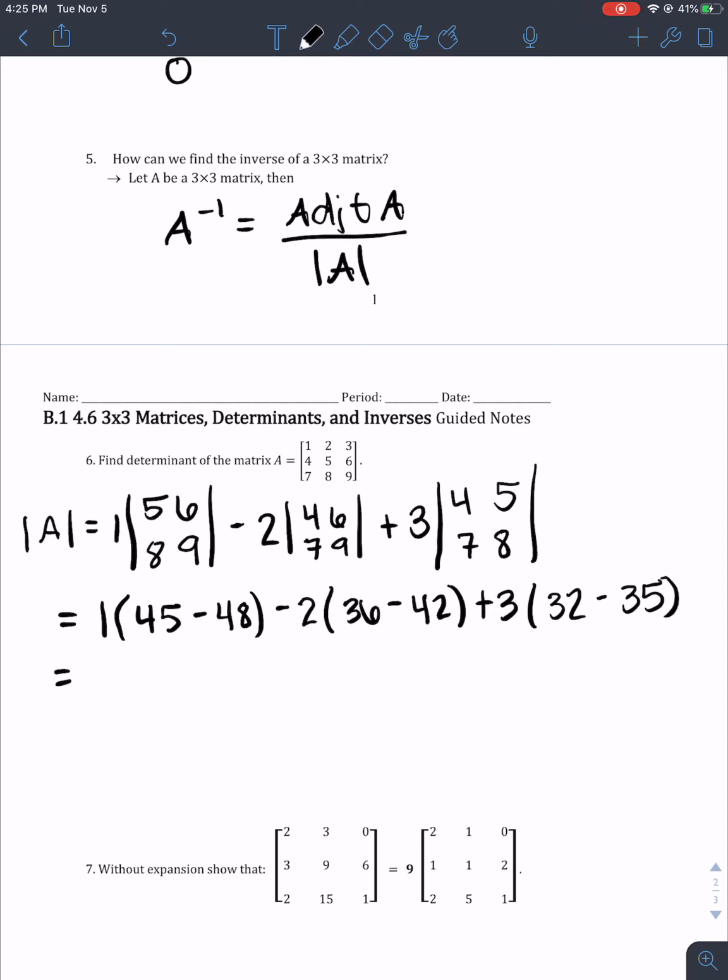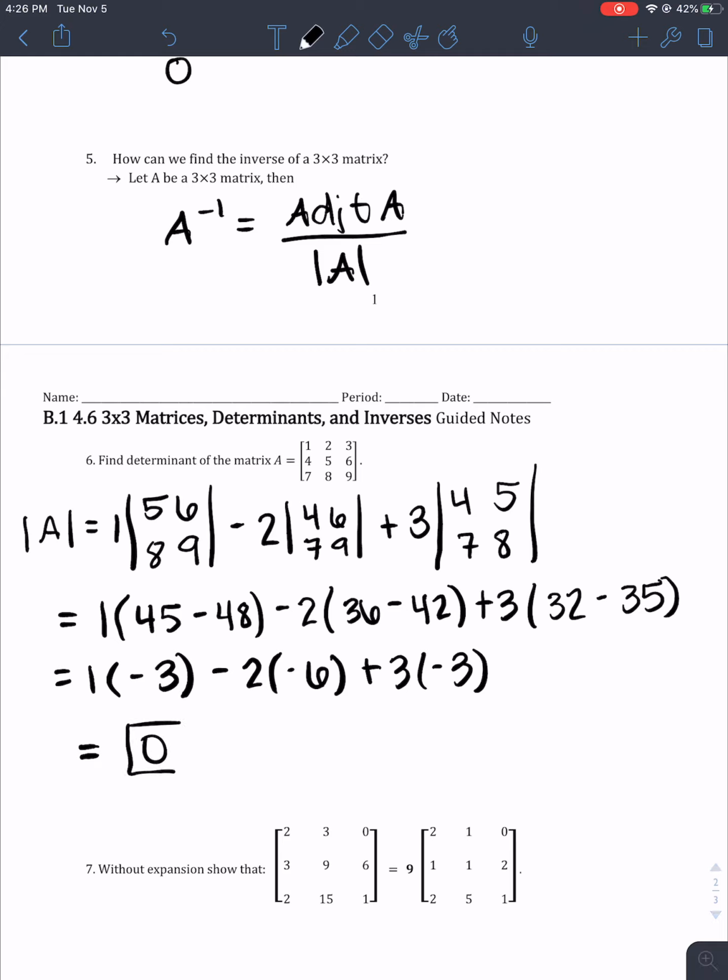All right, so 45 minus 48 is -3, which should just be -3. I don't know why I wrote the 1. And then we have minus 2 times 36 minus 42, which is -6, plus 3 times -3, because 32 minus 35 is -3. When you add those all together, you will get 0.